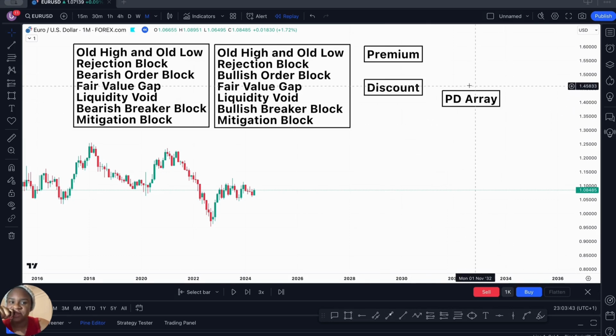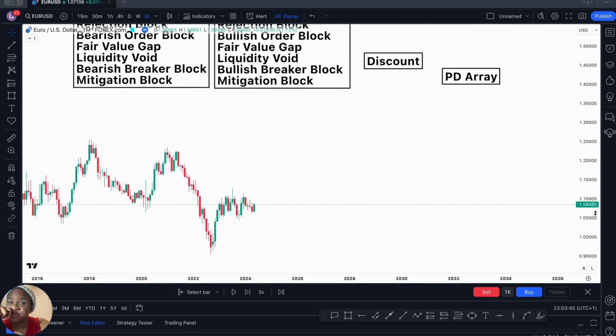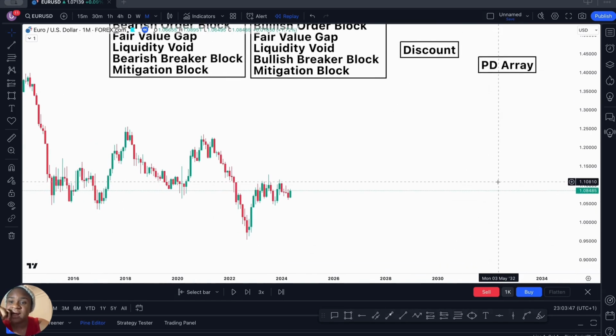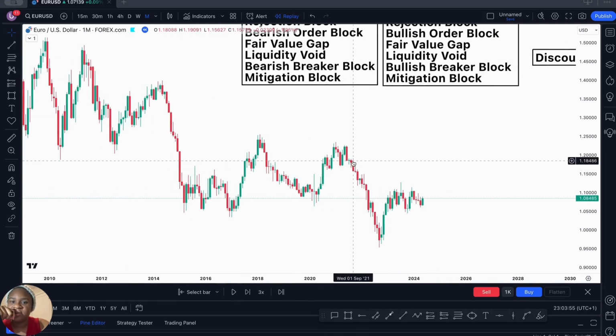Now we have our PD array. This video might be a bit long, but I'll try my best to make it as short as possible. Now, this is our chart.